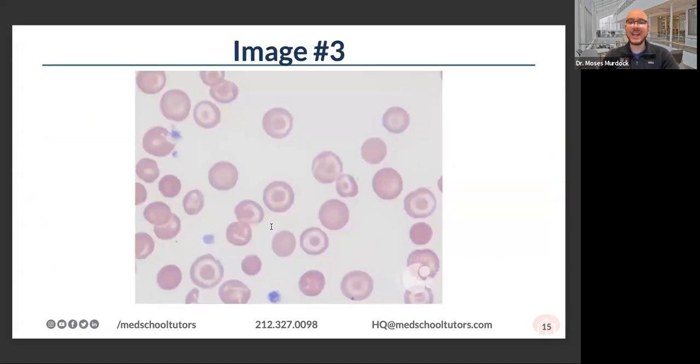Here we have our next image, a pretty classic image here. The first question for you all, what is the name of this red blood cell abnormality?